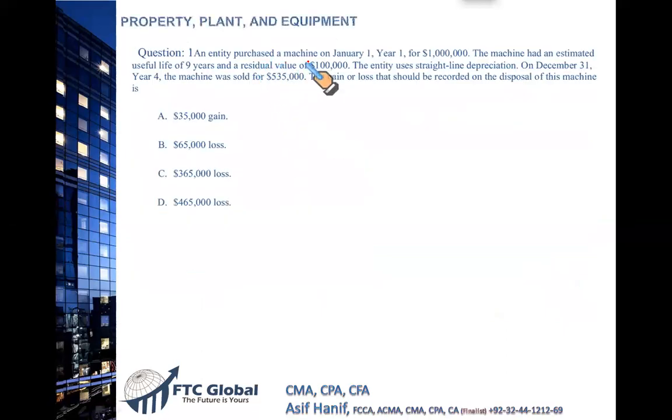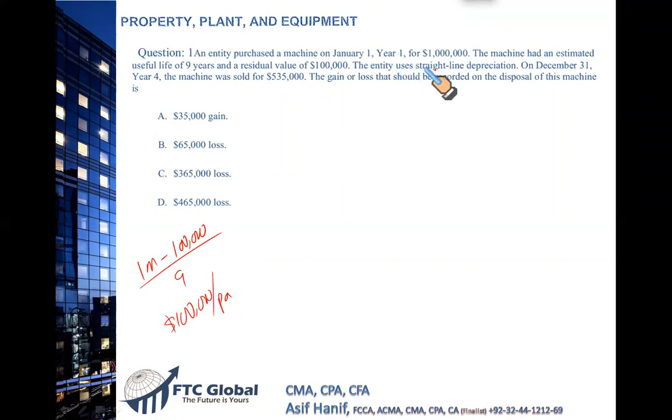An entity purchased a machine on January 1st, year one for $1 million. That's the original historical cost. We have a question. 1 million is the cost of the asset. The machine had an estimated useful life of 9 years and a residual value of $100,000. The entity uses straight line depreciation, which means the depreciation is 1 million less $100,000. This will give us the depreciable base, and it is to be depreciated over 9 years. So every year the depreciation is going to be $100,000 per annum.